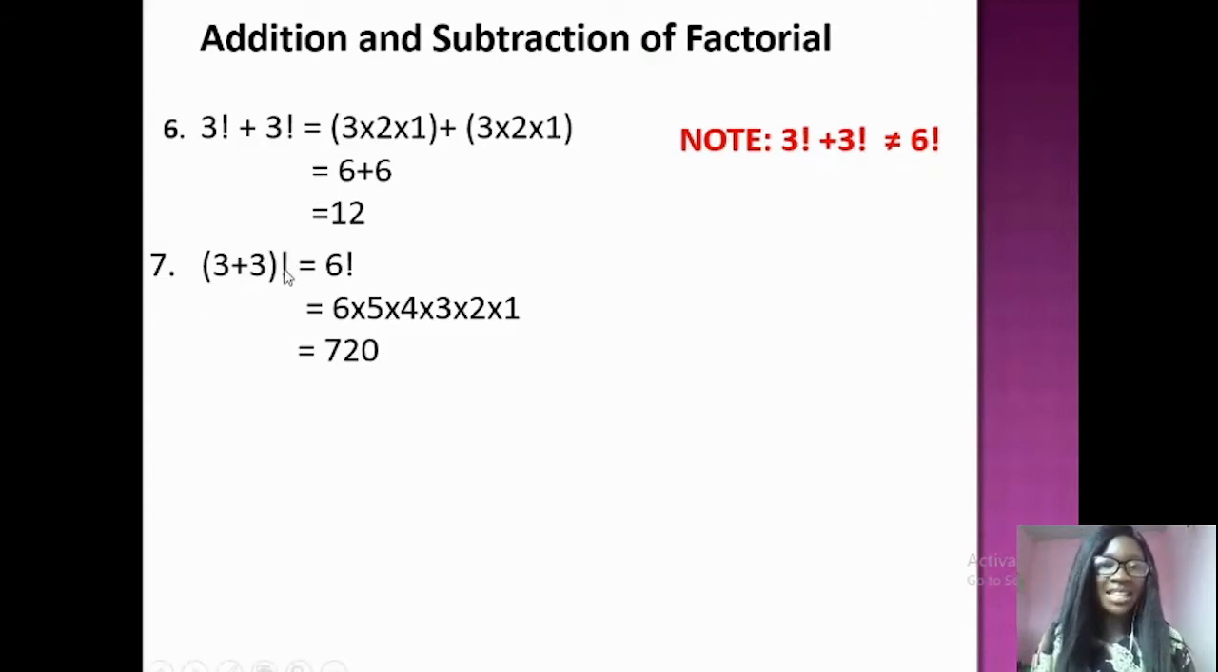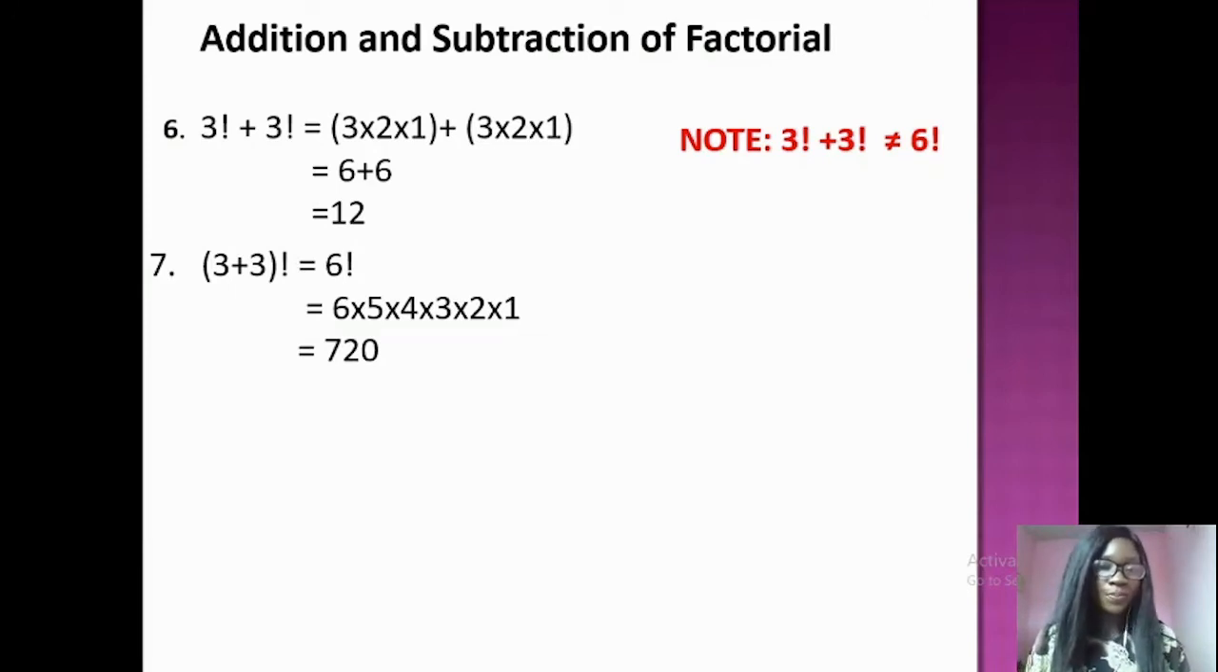So the factorial is outside, right? So we have to settle the bracket first. So now we are filling our board maths. We have to settle the bracket first. So 3 plus 3 is 6, and we have 6 factorial. So please take note of this different way. Okay, so don't memorize it, just know what you're doing. That's the key thing here. So 3 plus 3 all factorial is not equal to 3 factorial plus 3 factorial.